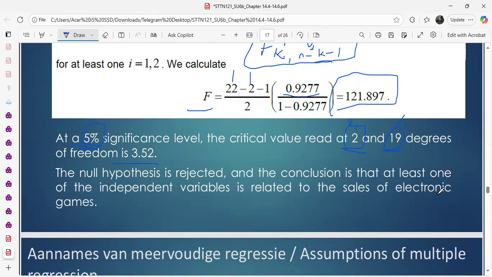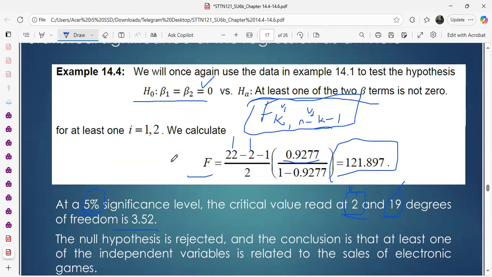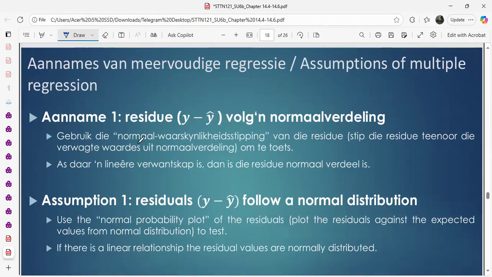Therefore, we make a conclusion that at least one of the independent variables is related to the sales of electronics, because you'll be given the statement there, the scenario. I tried to check the tables, I can't find them.